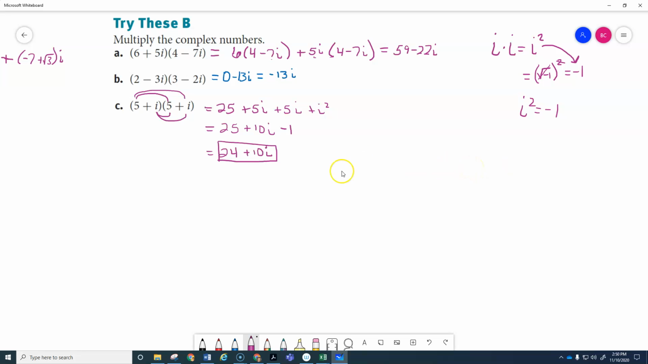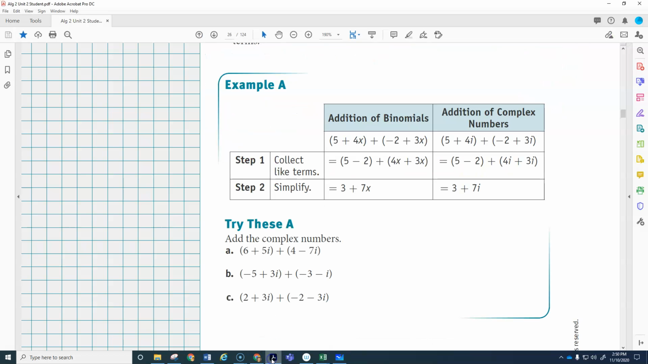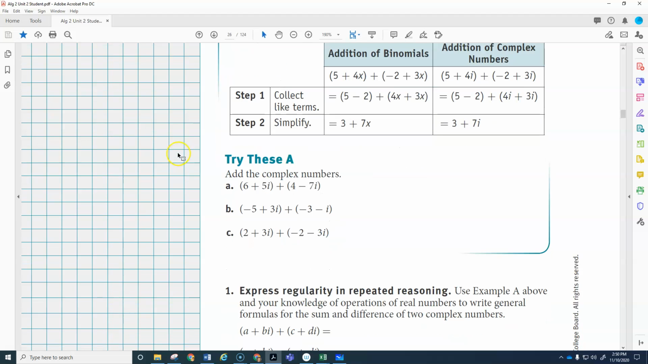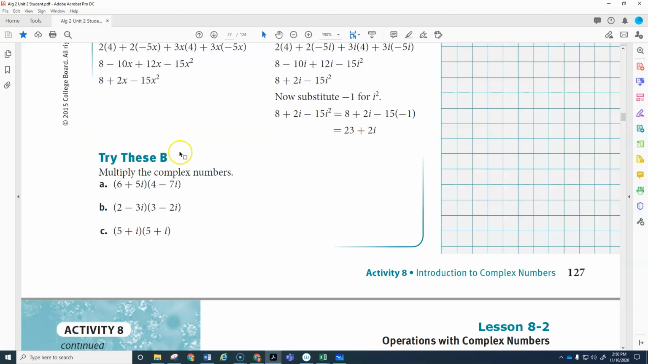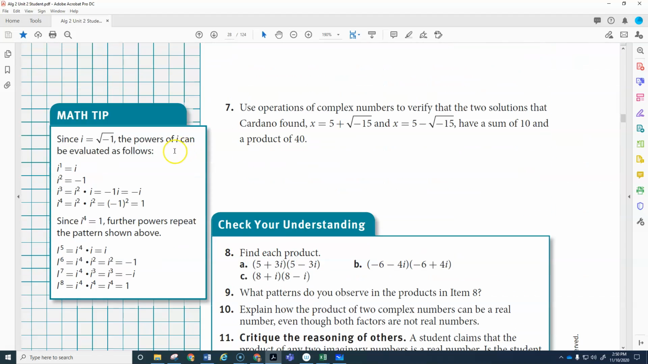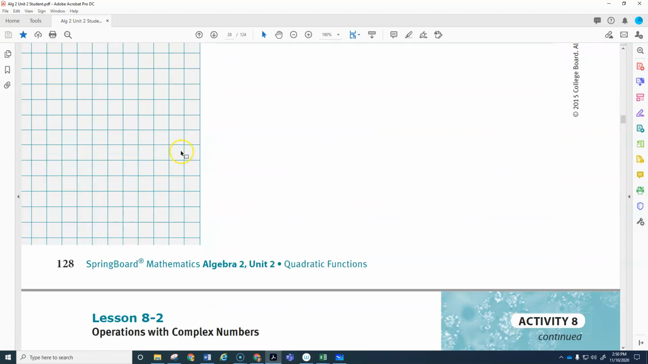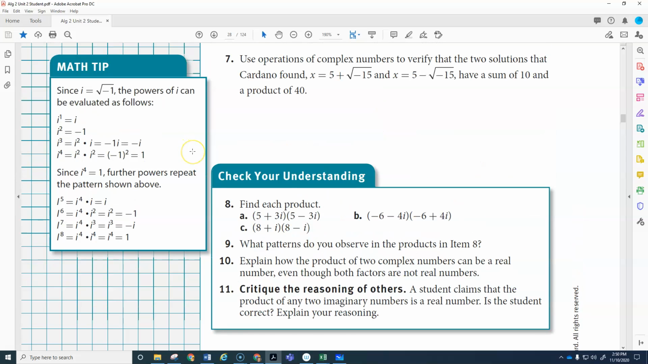And just because your Springboard book talks about it, there are only 4 values of I right here. What page am I on? Page 128. Every power of I can reduce down, and these should all be I's. I don't know why that is not, it looks like a capital letter I, just misprint.